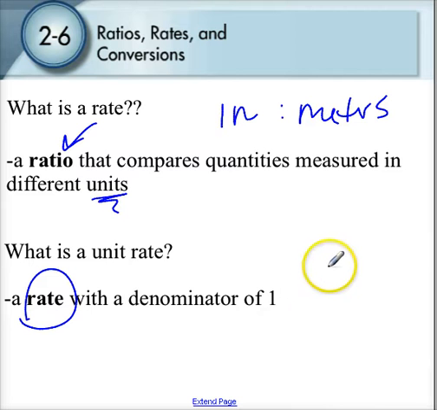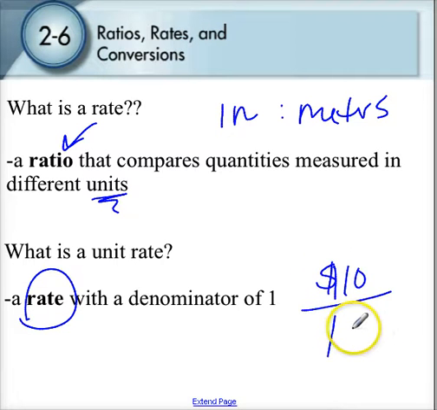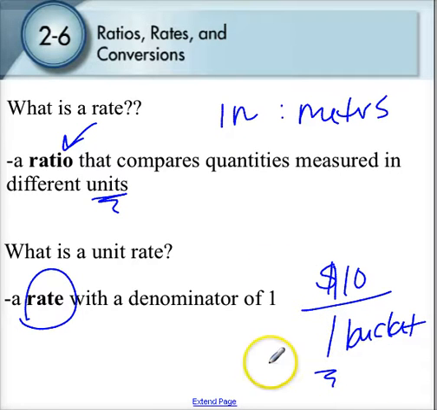Maybe like $10 for every one bucket of ice cream. Bucket. Okay, so the denominator is 1. This is a unit rate.